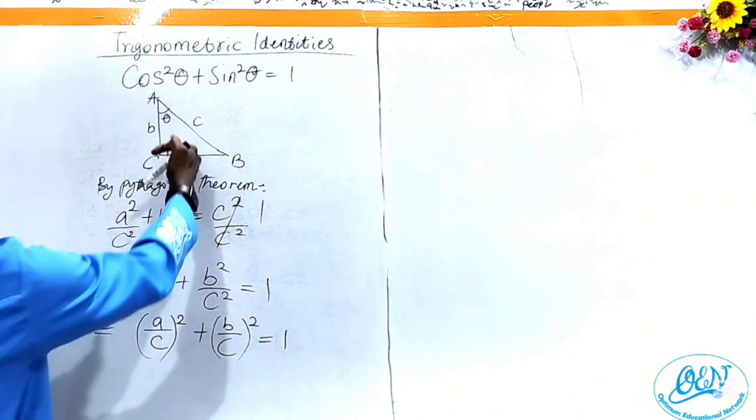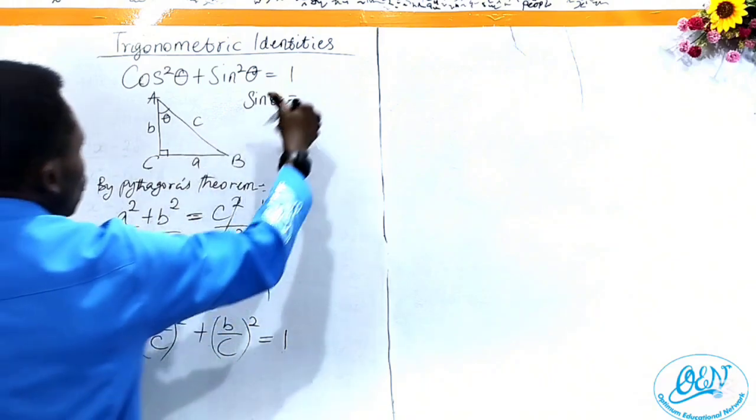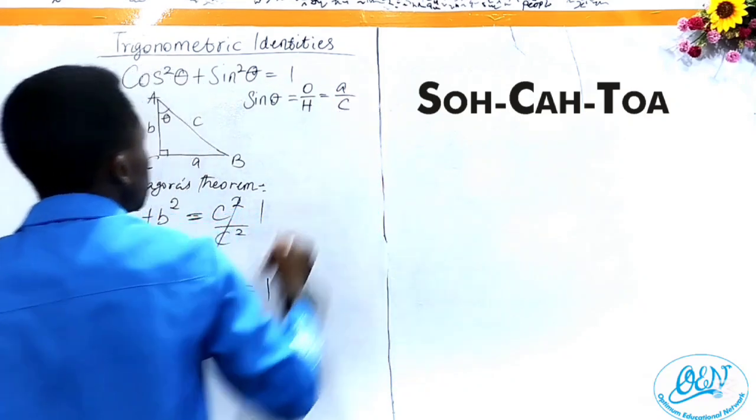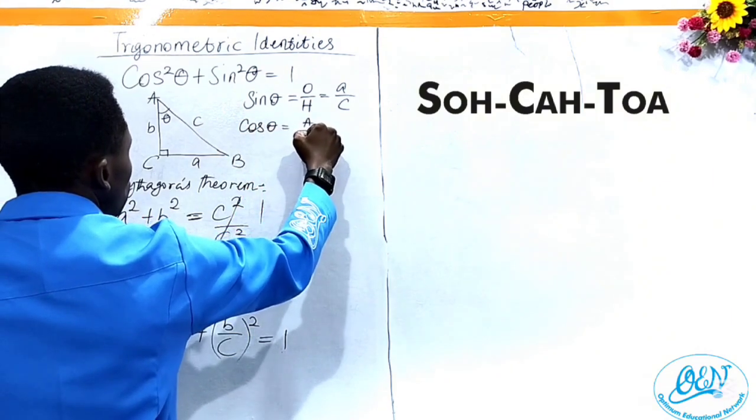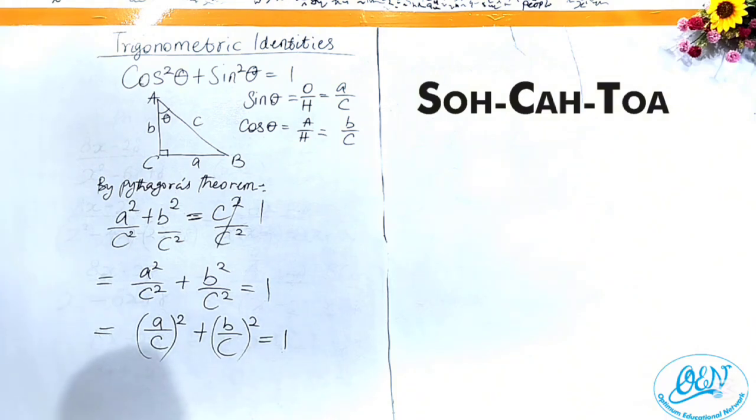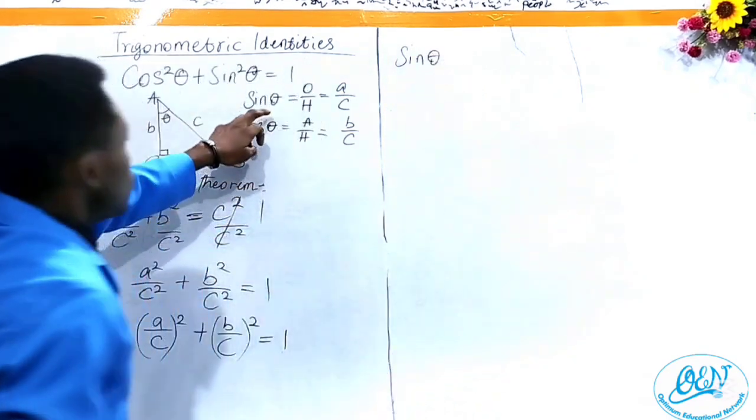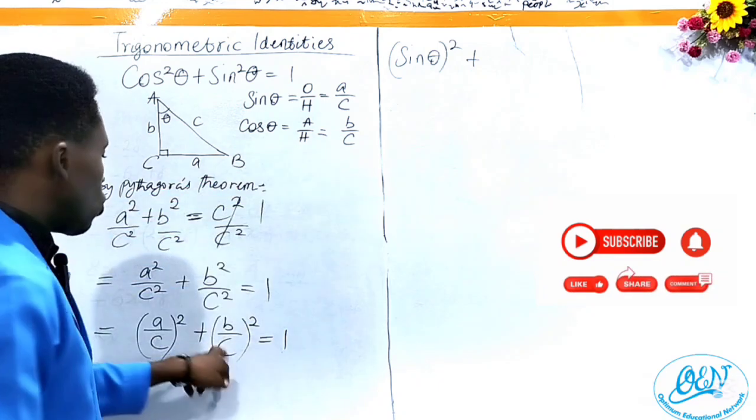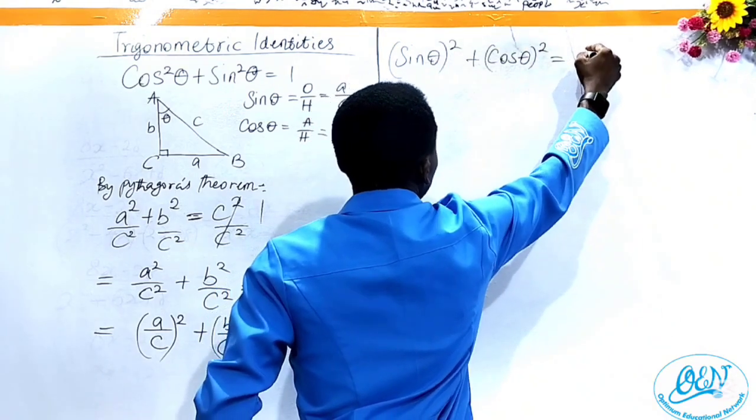Now, look at, if we want to obtain the sine of this angle, sin theta will be equal to opposite over hypotenuse, which is this opposite, which is A, over the hypotenuse, which is C. And then cos theta will be adjacent over hypotenuse, which is the adjacent of this angle, which is B over C. So this thing we have here, we have our sin theta, which is A over C, squared, plus our cos theta, which is B over C, squared, will equal to 1.